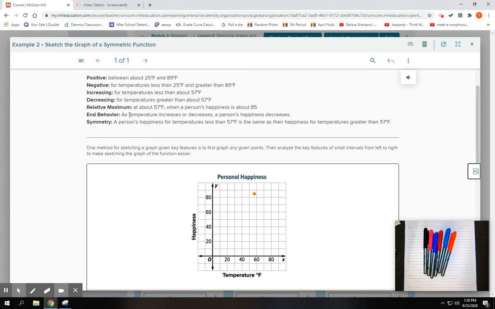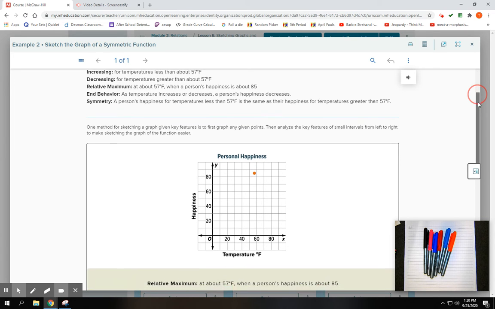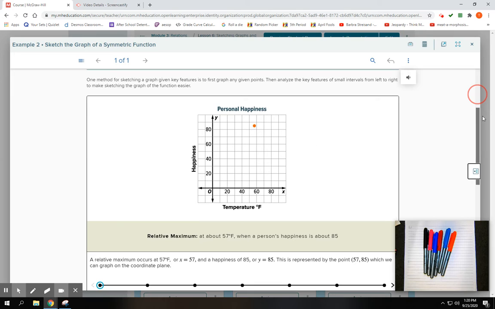The end behavior: as temperature increases or decreases, a person's happiness decreases. Right? So the colder it is, the sadder we are, and the hotter it is, the sadder we are. Symmetry: a person's happiness for temperature less than 57 degrees Fahrenheit is the same as their happiness for temperatures greater than 57 degrees Fahrenheit.